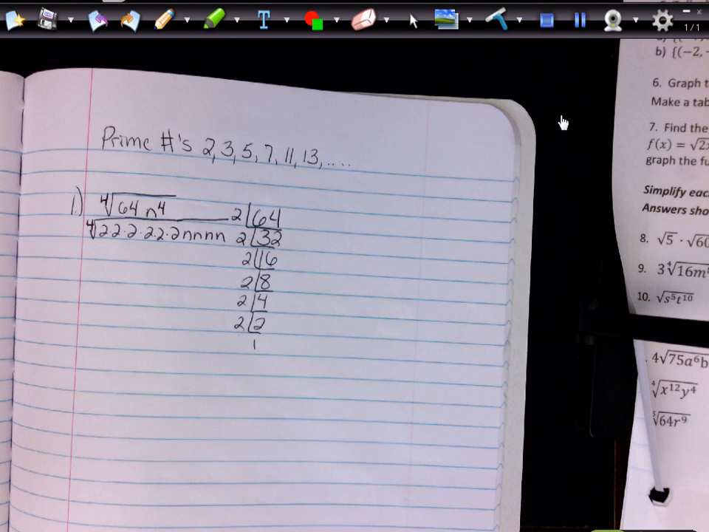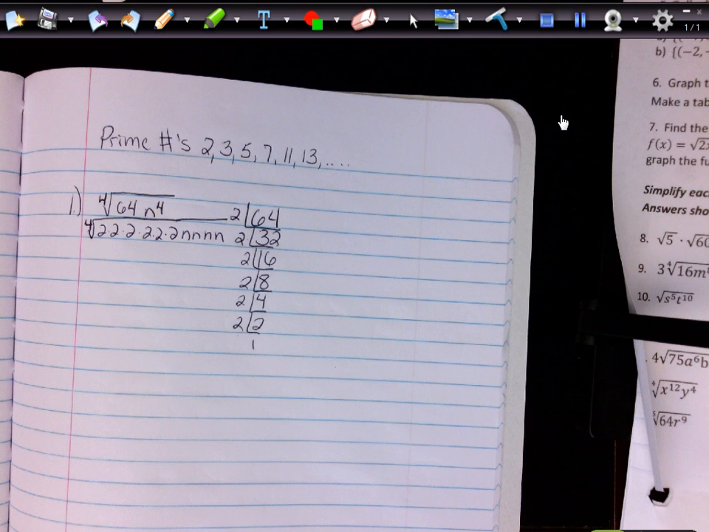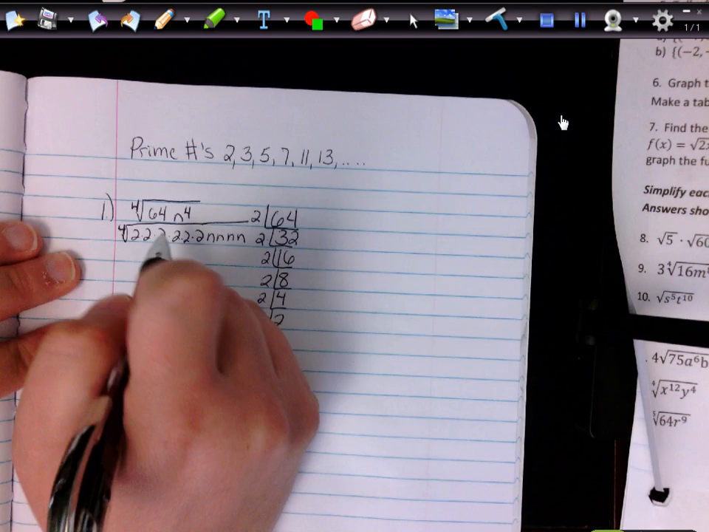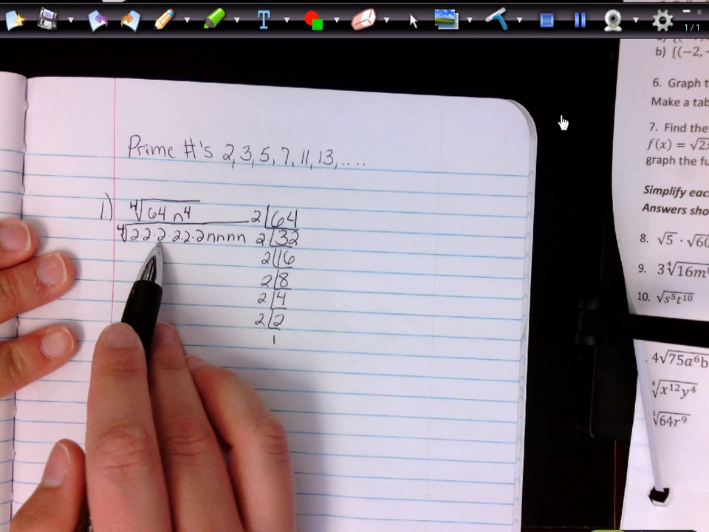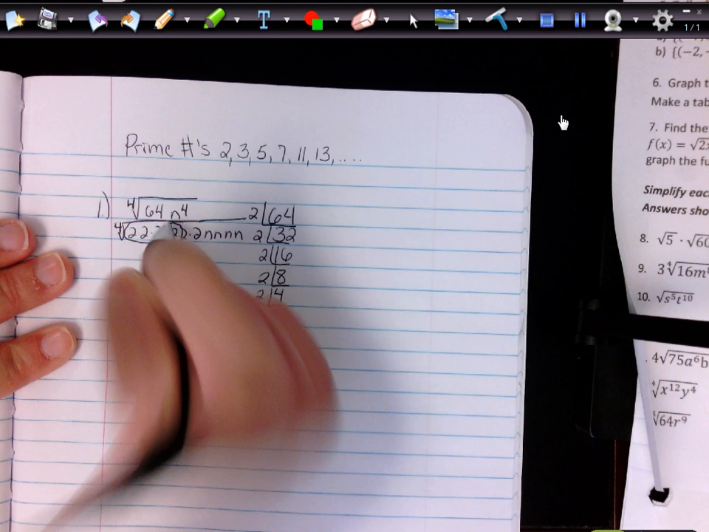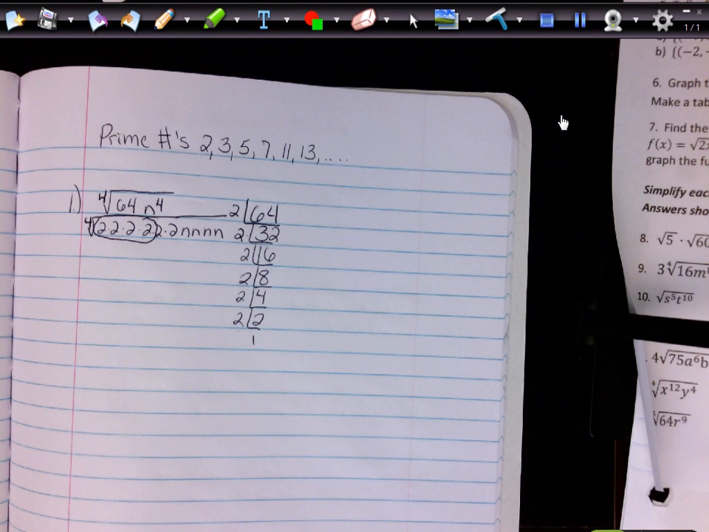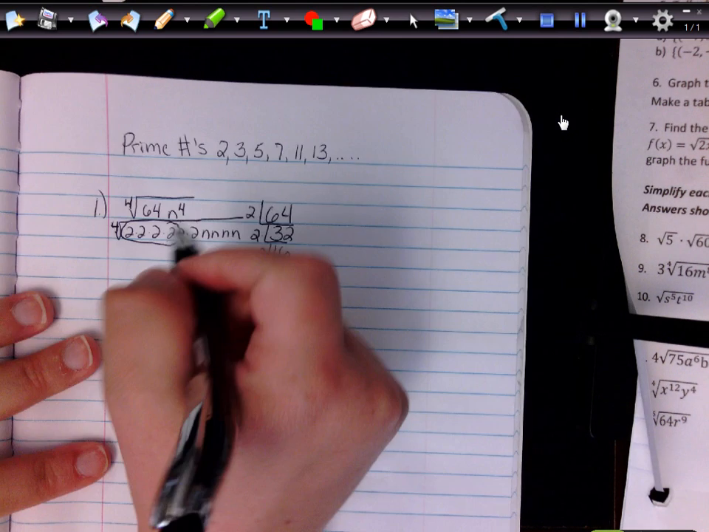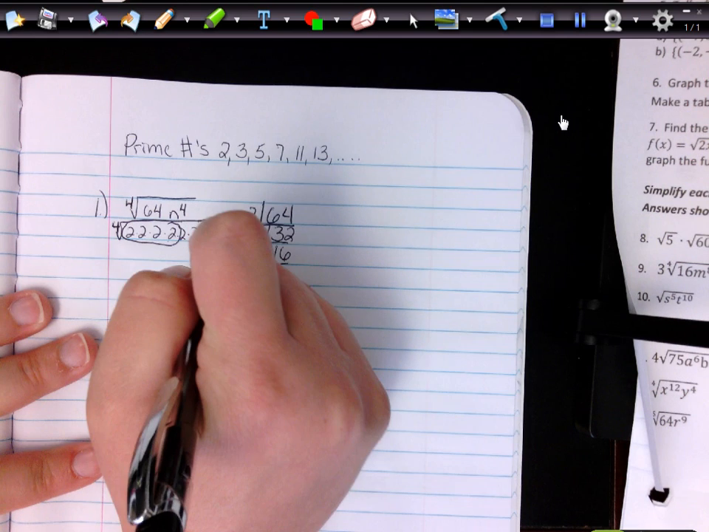And now I look at that index. It's a 4th root, so I need a group of 4. So I have to have 4 of the same number in order to circle. And here I have a group of 4 2's. 1, 2, 3, 4. So I'm going to put a circle around 4 of those 2's. And then I also have a group of 4 n's, so I'm going to put my circle around my group of 4 n's.